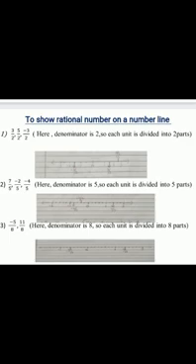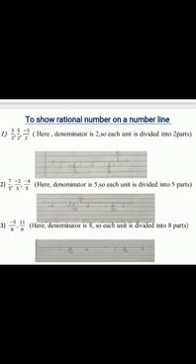Now, let us show rational numbers on a number line. For example, 3 upon 2, 5 upon 2, minus 3 upon 2. So here we have to represent these numbers on the number line. So for that, what have we to do? Yes, first we have to draw the number line.